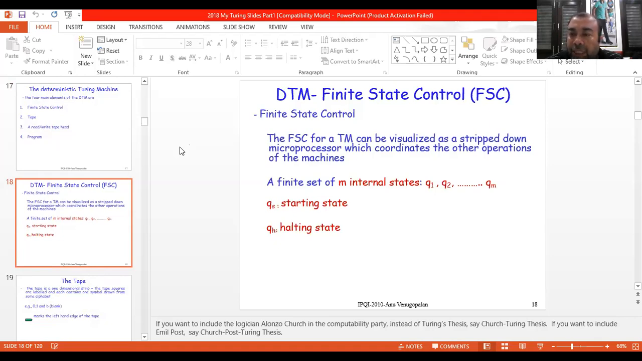And if QH and the final state are the same, it means if the machine halts in the final state, then we will say the input is accepted. Or if the machine halts in any non-final state after reading the last character of the input tape, then we will say the input is rejected. So what is our expectation from the machine? Our expectation is that the machine should halt in the final state after reading the last character. Okay, I think it is clear to everyone.